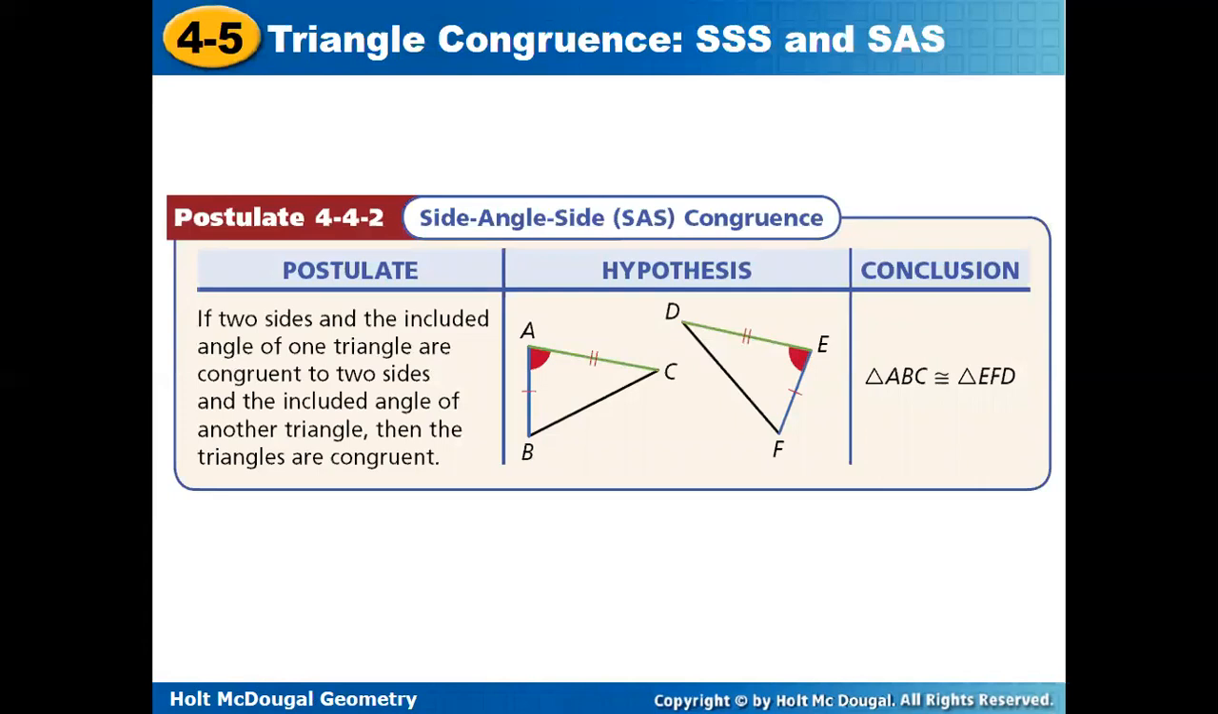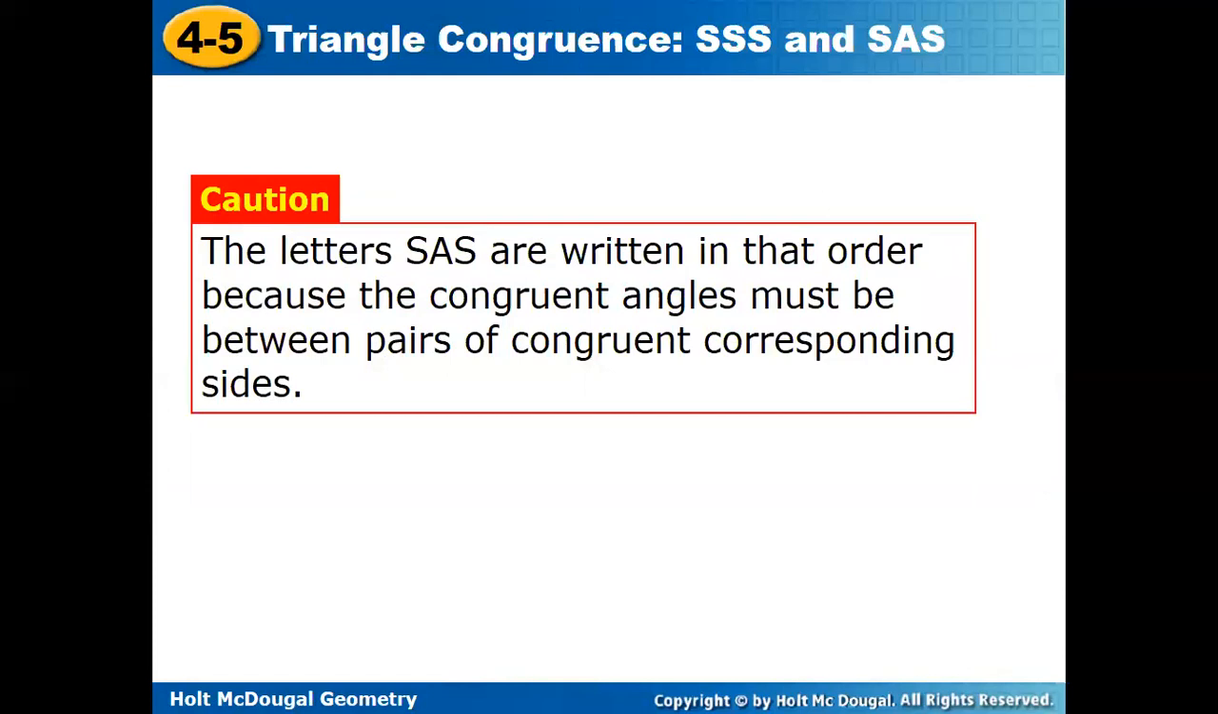Postulate 4-4-2. If two sides and the included angle of one triangle are congruent to two sides and the included angle of another triangle, then the triangles are congruent. The hypothesis here, AB is congruent to EF, and AC is congruent to ED, and the included angle A is congruent to angle E, then triangle ABC is congruent to triangle EFD. The letters SAS are written in that order because the congruent angles must be between pairs of congruent corresponding sides.